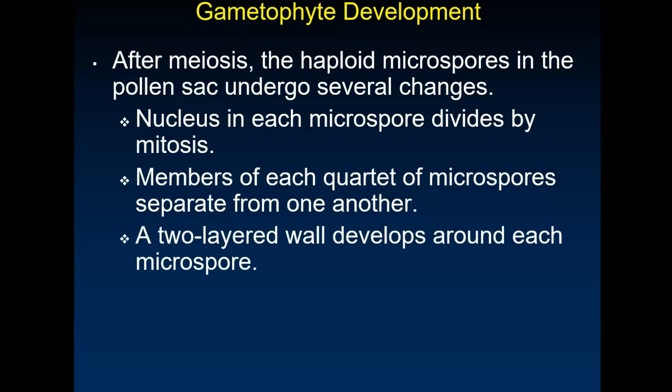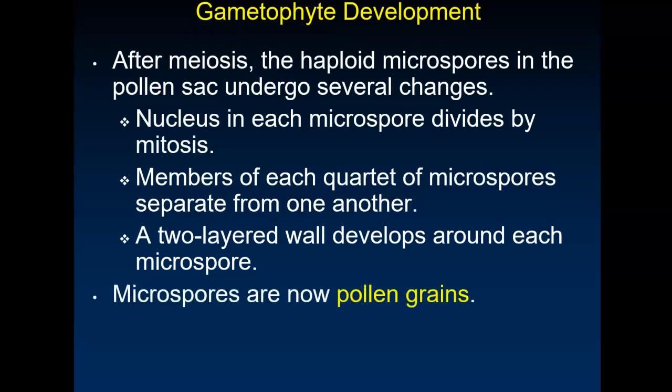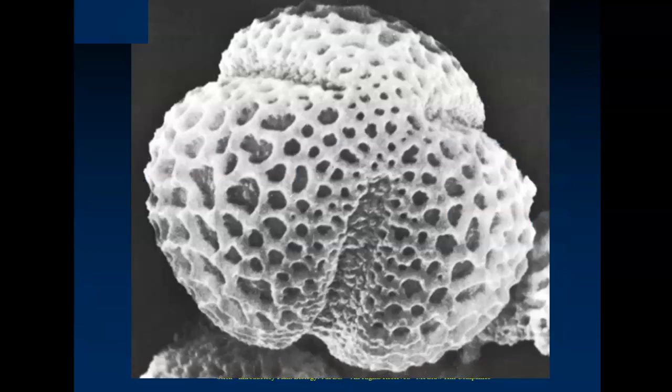A two-layered wall develops around each of those microspores. Again, we're trying to make some pollen here. The exine is going to develop, and at that point in time those microspores are considered to be pollen grains. The outer wall is the exine, and that's a protein coat. It's there primarily to help the plant identify which type of pollen it is. So when this pollen ends up on a stigma, however that might happen, the stigma can recognize whether it's its own pollen or a different species of pollen. That is all done by that outer wall.